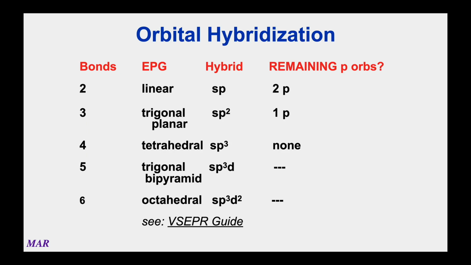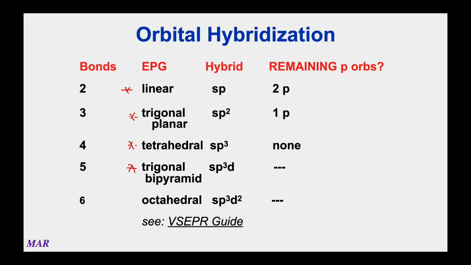The electron pair geometry is the key to determining the hybridization part. So if you have 4 bonds around the central atom, it's going to be sp3. If you have 3 bonds around it, it's going to be trigonal planar, and it's sp2. We haven't looked at it yet, but you can probably imagine if you have something that's linear, it's going to be sp hybridized. The trigonal bipyramid is sp3d.